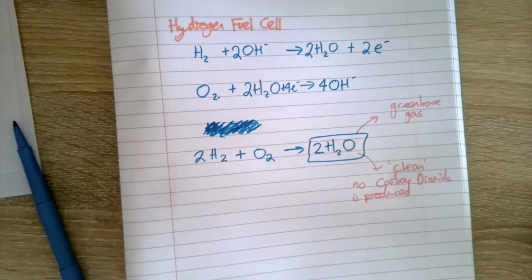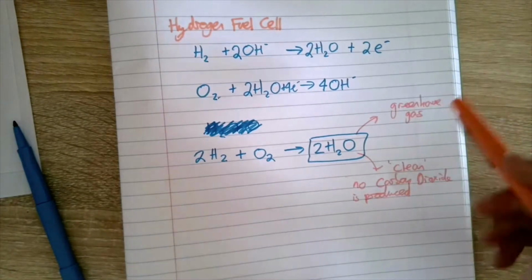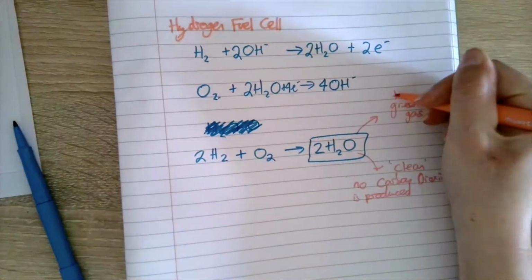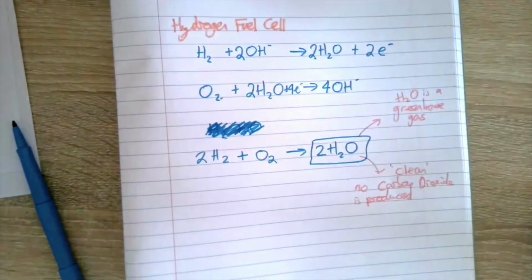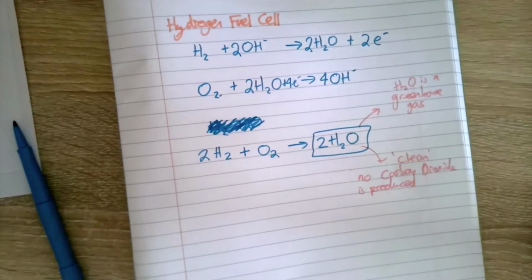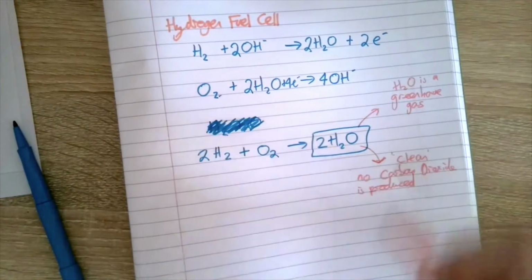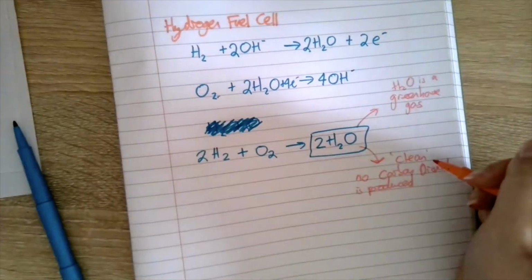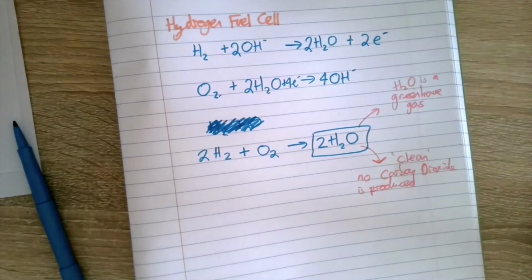So it is still advantageous because we don't have the carbon dioxide being produced. However, it is a greenhouse gas. So we just need to be careful in our answers as to how we're describing that clean production of our product. So there's no carbon dioxide produced, so it's a clean energy source. However, it is still a greenhouse gas.